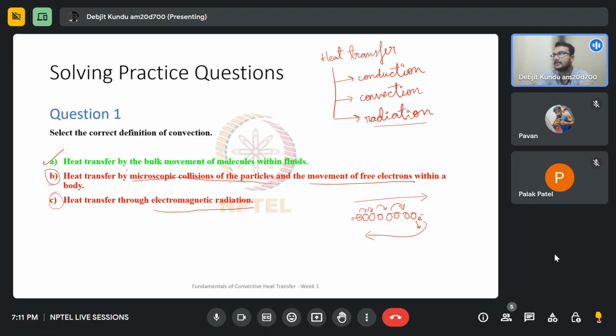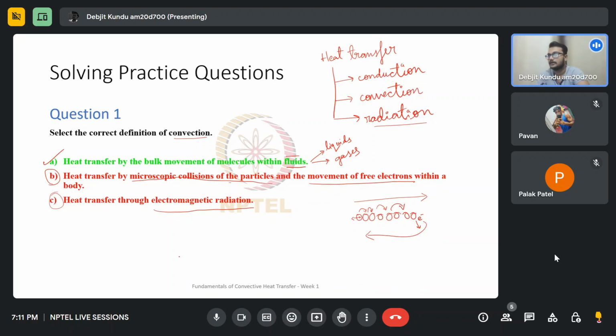It's option A that correctly defines convection, which is heat transfer by bulk movement of molecules within fluids. Convection can only occur within fluids because, as we know, within a solid, molecules don't move around from one point to another. Their location remains fixed. But in a fluid, the molecules are free to move around. And make sure fluids doesn't only mean liquids. It can include both liquids as well as gases. It's a common misconception that fluids might mean only liquids. It's not so. Both gases and liquids constitute fluids.